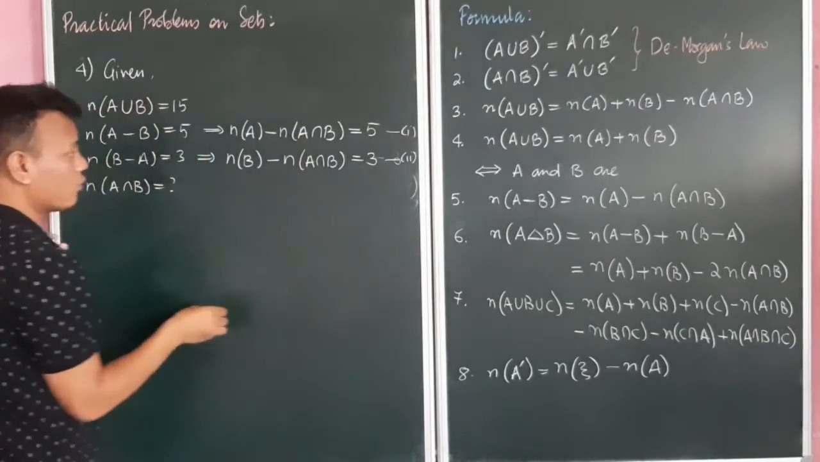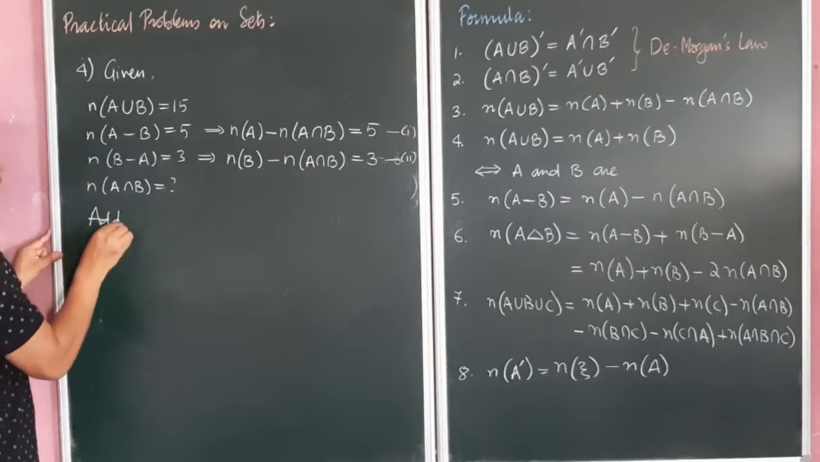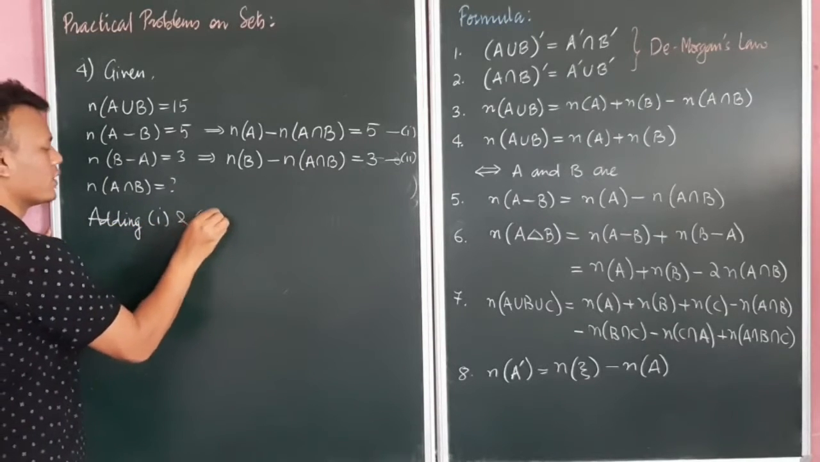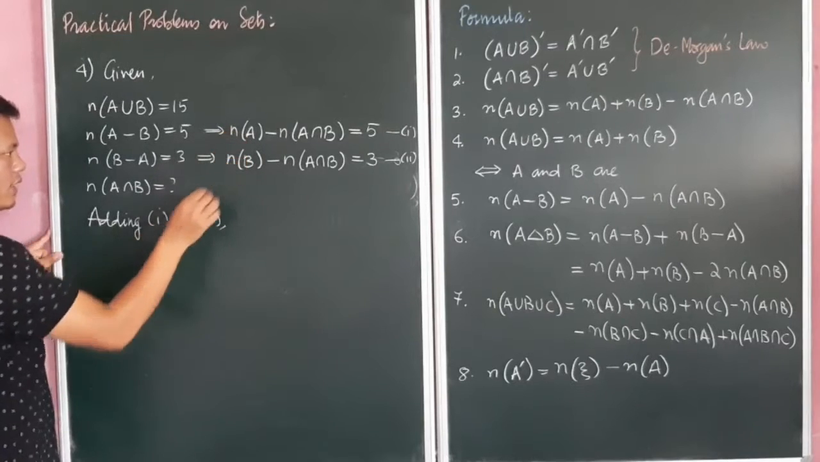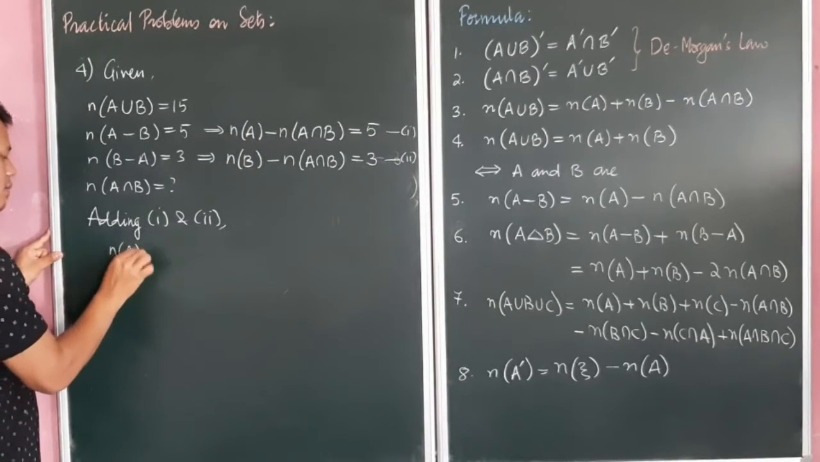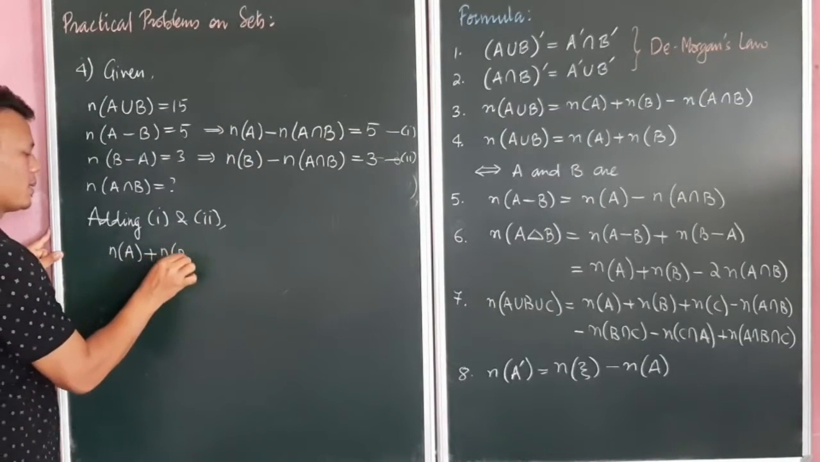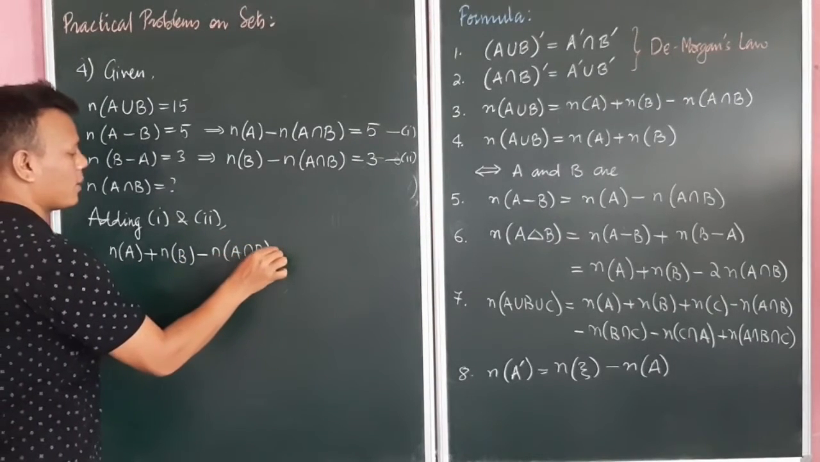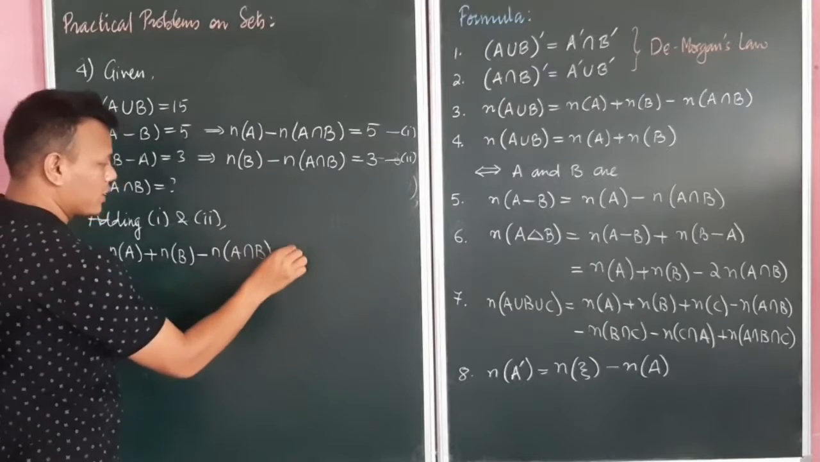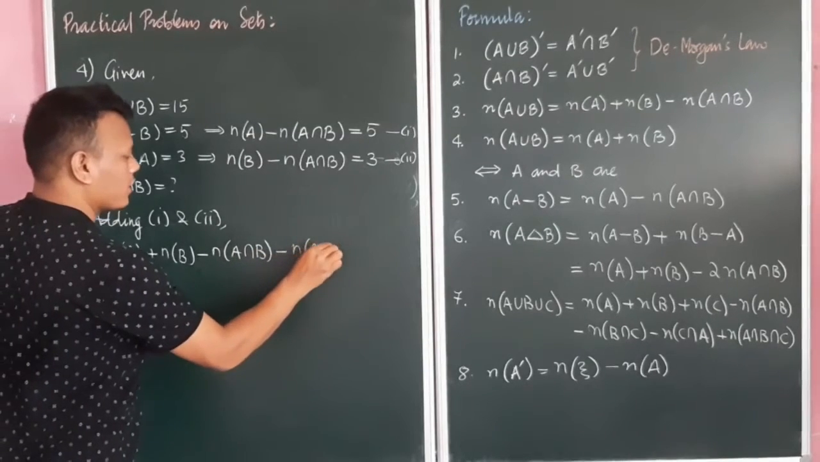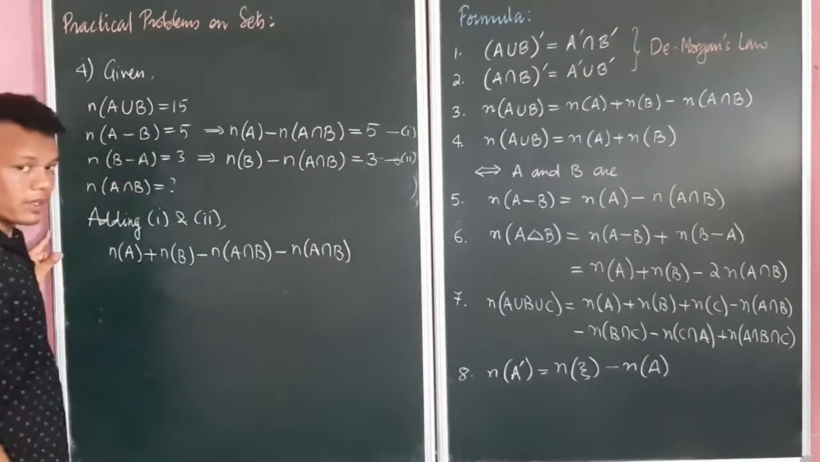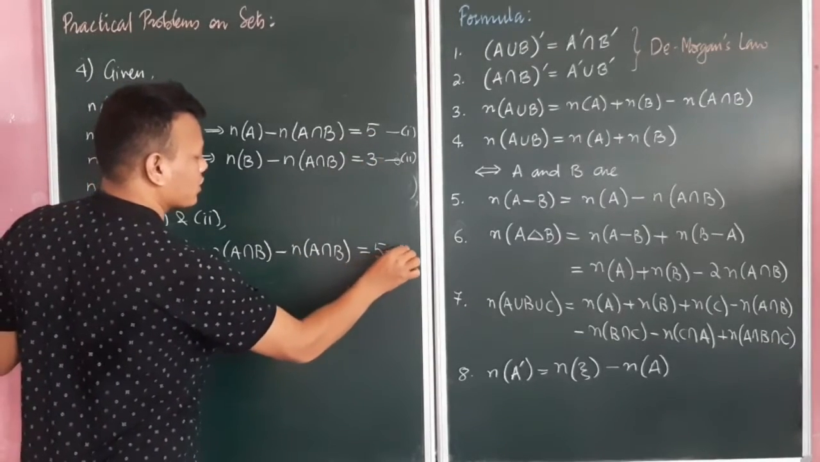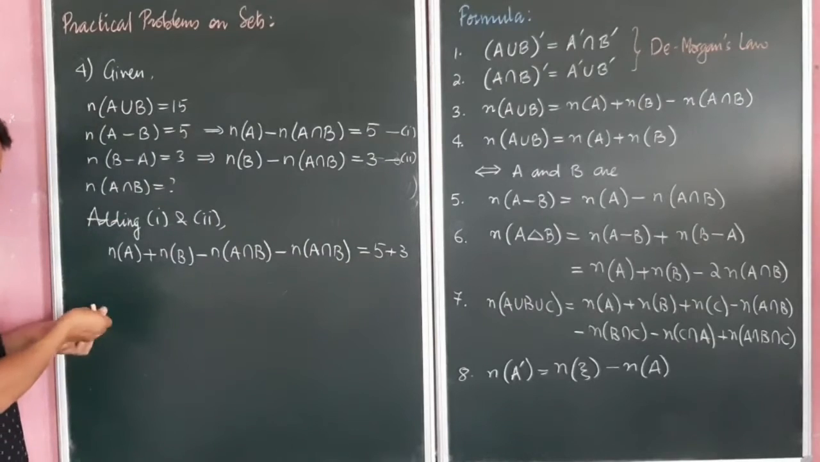Okay, now adding 1 and 2, let's see what we get. Adding 1 and 2, we see that we have n of A plus n of B minus n of A intersection B, right, minus n of A intersection B. If you add, right? Okay, so we have 5 plus 3 out here. Now if you see here carefully, how much is this?